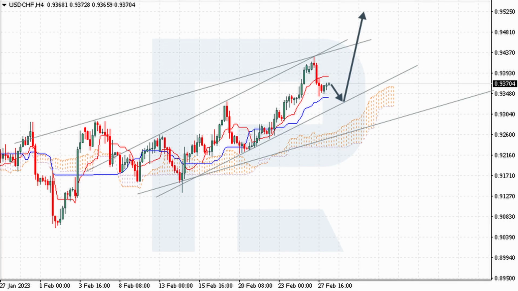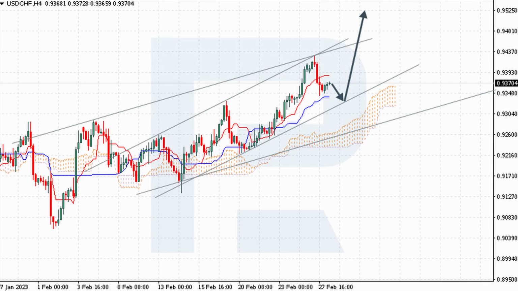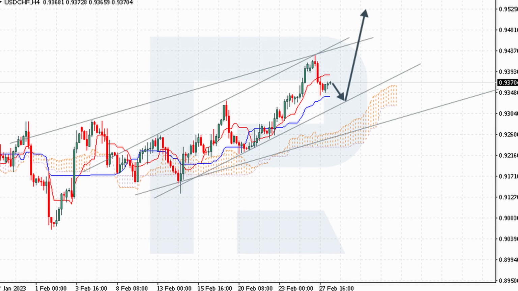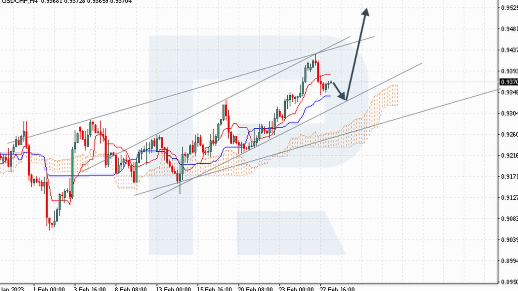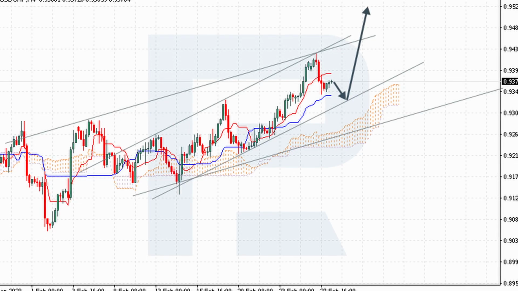US dollar to Swiss franc, US dollar versus Swiss franc. USD CHF is testing the support level. The instrument is going above the Ichimoku cloud, which suggests an uptrend. A test of the Kijun-sen line at 0.9325 is expected, followed by growth to 0.9525.